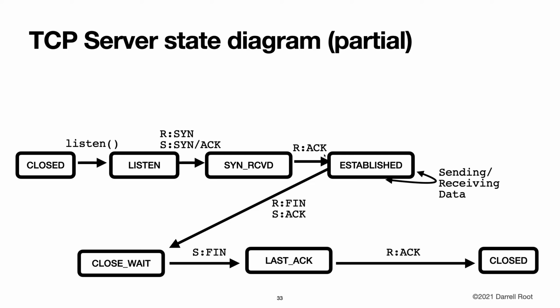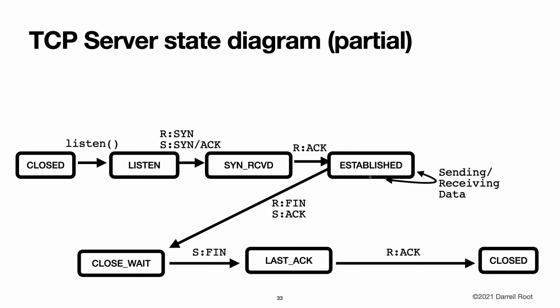You send your ACK, and then you're in the established state. This is the TCP three-way handshake again. You receive the SYN, send the SYN ACK, and then receive the ACK. Once you're in the established state, you can send or receive data.